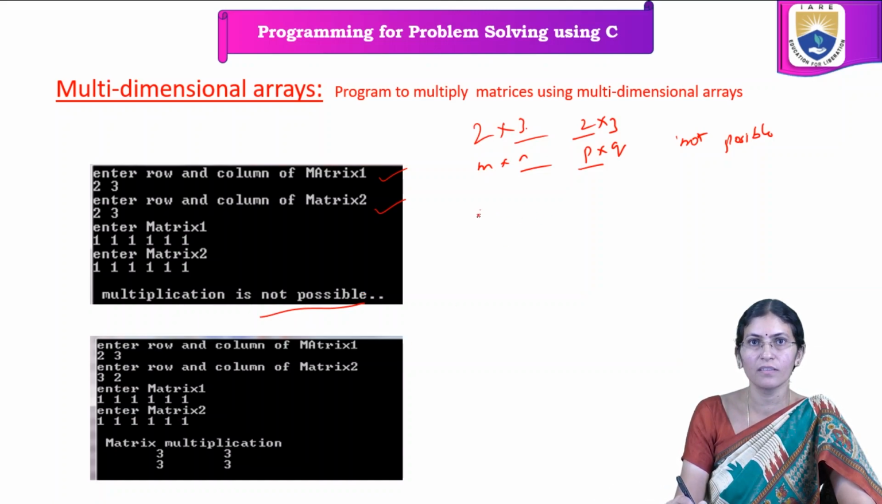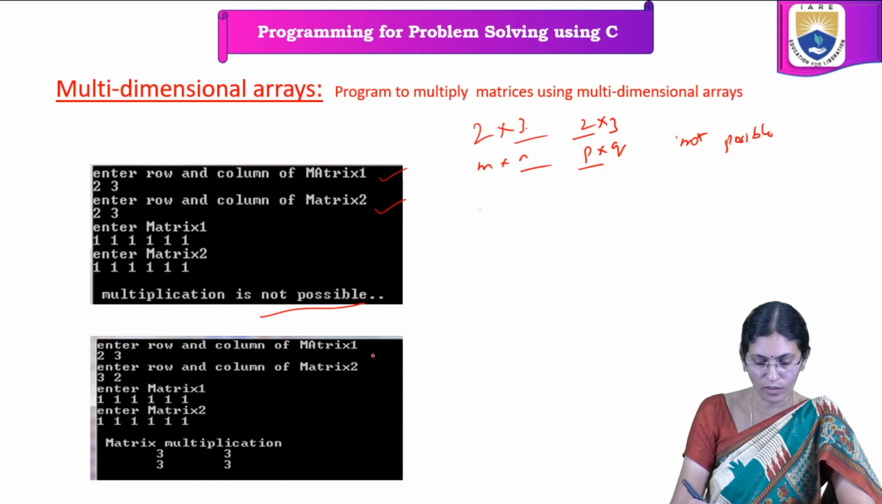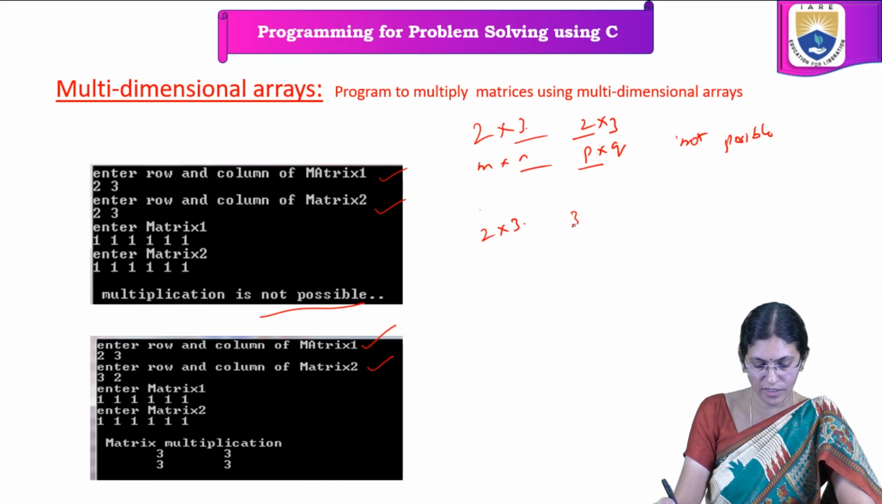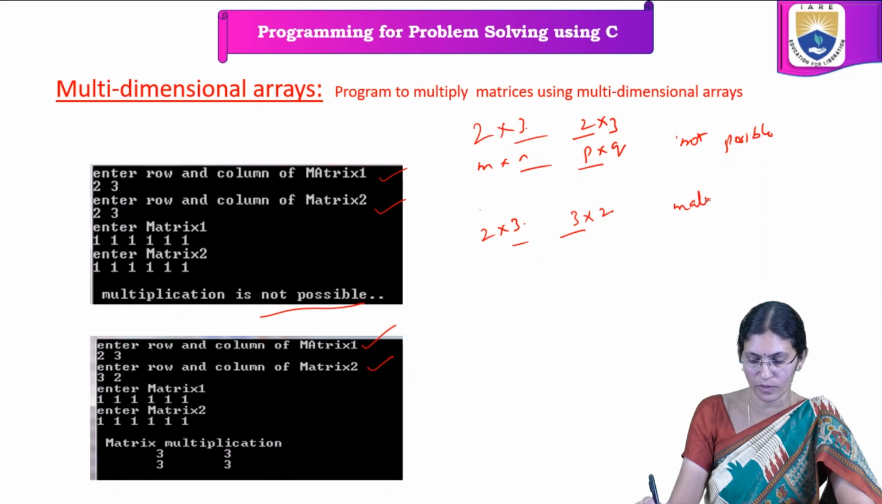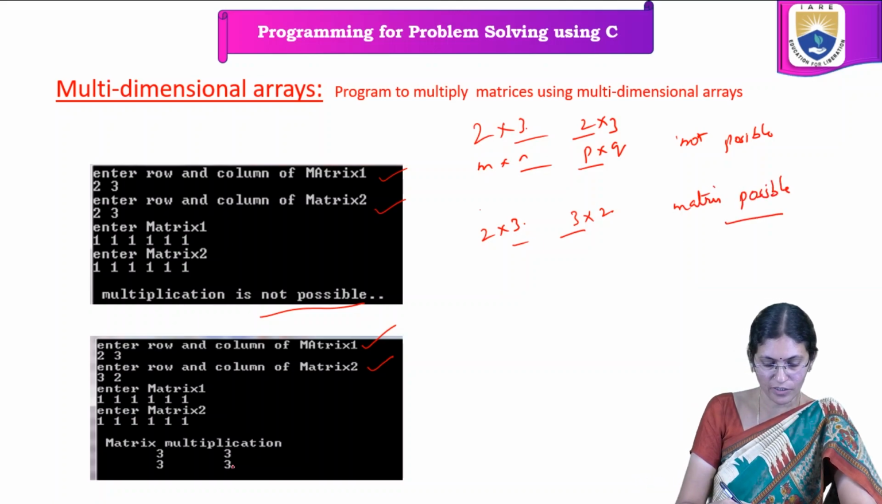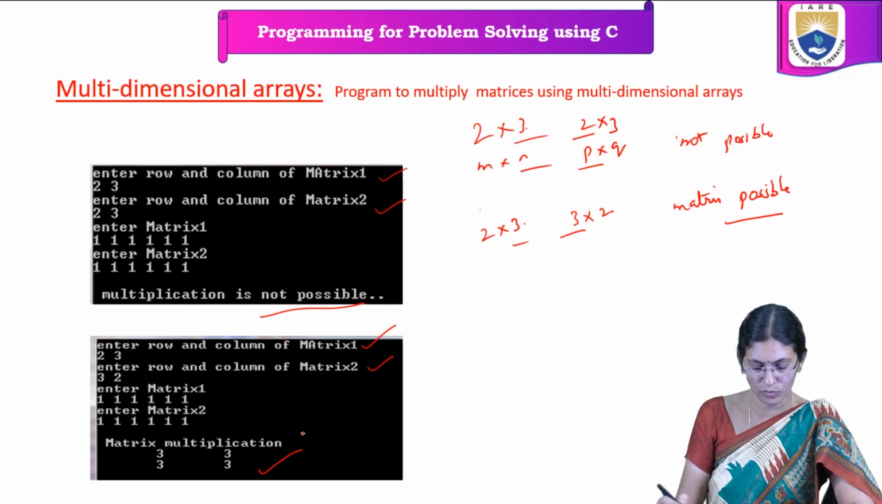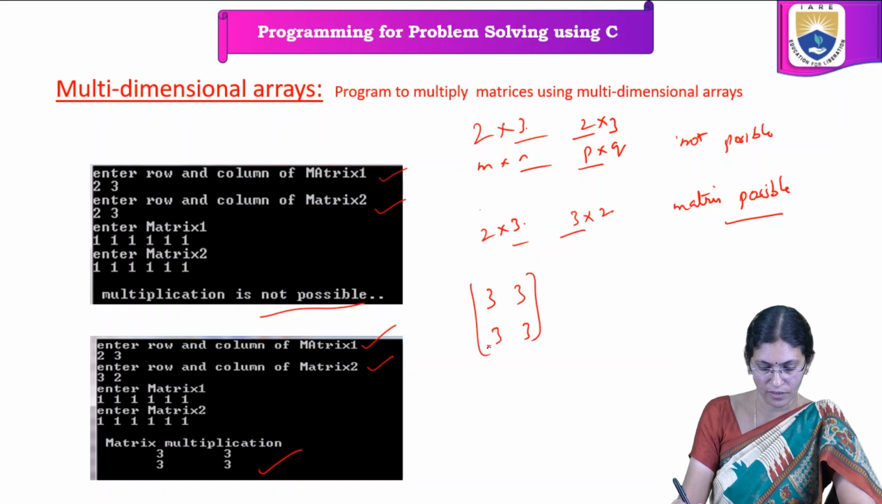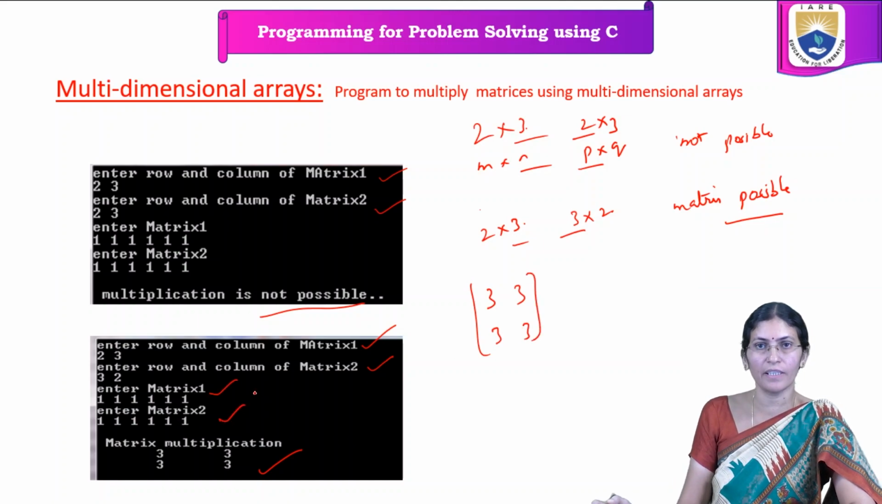Next, again, if you enter the row and column for matrix 1 and matrix 2, the first matrix dimension is 2 by 3, and the second matrix dimension is 3 by 2. So this matrix multiplication is possible, and we'll get the corresponding output. So this is the output. The output of this is 3, 3, 3 and 3.